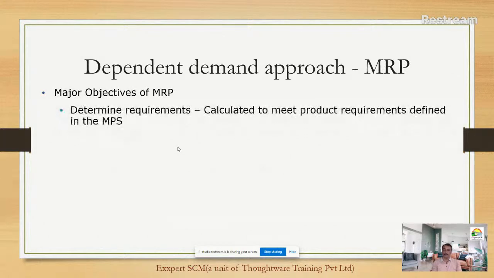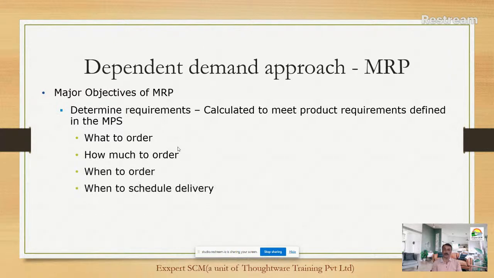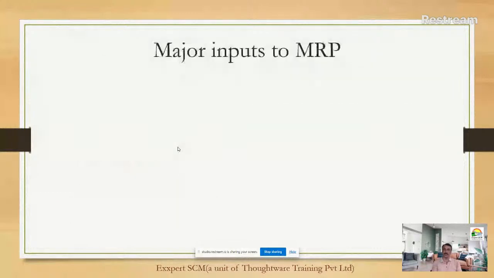When you see, the major objective of MRP is to determine the requirement to meet the final product: what to order, how much to order, when to order, and when to schedule the delivery. These are the outputs we are going to get from MRP at a component level. Here we are talking about SKU level, also keeping the priority current, in the sense that if there are any changes, they have to be prioritized.